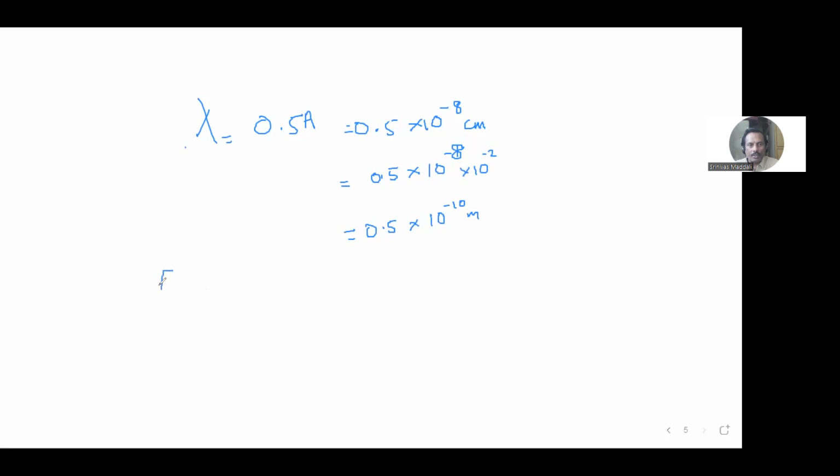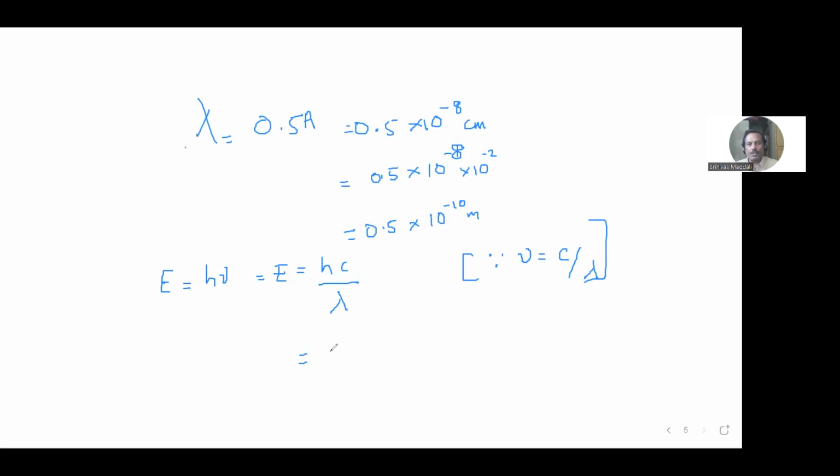So energy, according to Planck's constant, as we have already discussed the formula, E is equal to h nu. So that can be written as E is equal to hc by lambda. Why? Because nu is equal to c by lambda. Already we have discussed this particular relationship: c is equal to nu lambda, therefore nu becomes c by lambda. So in the place of nu, you'll be writing c by lambda.